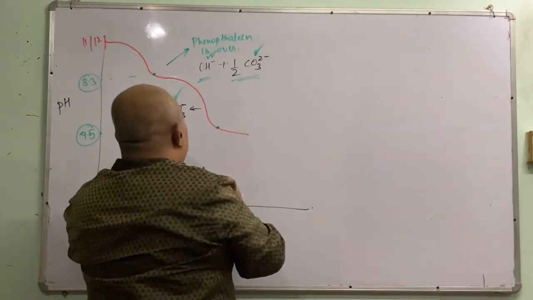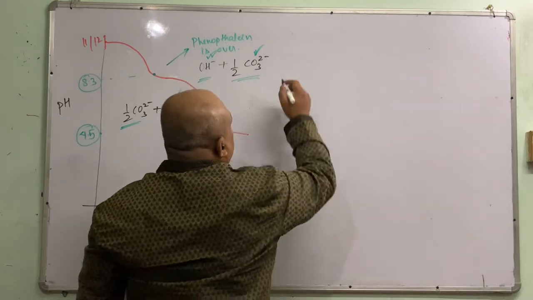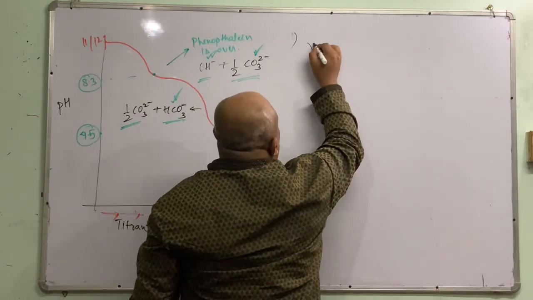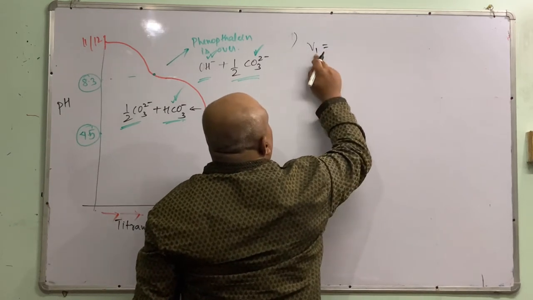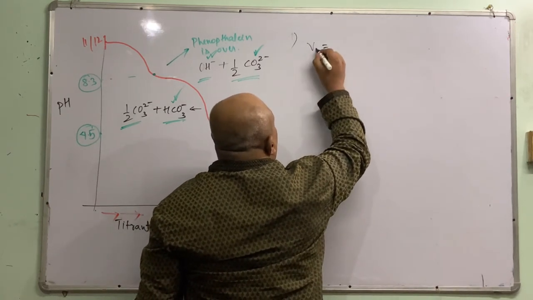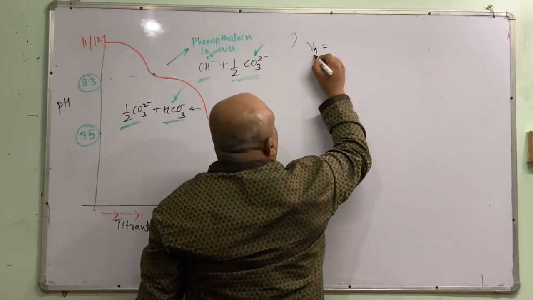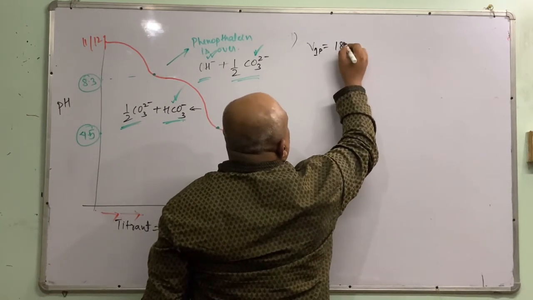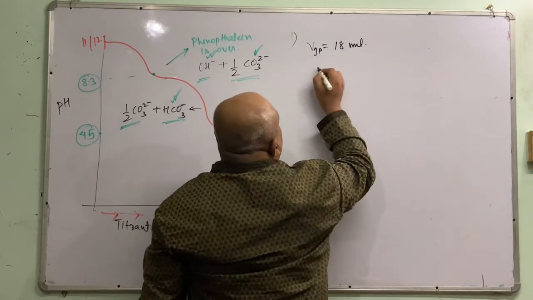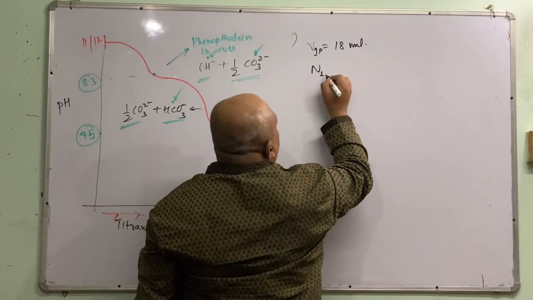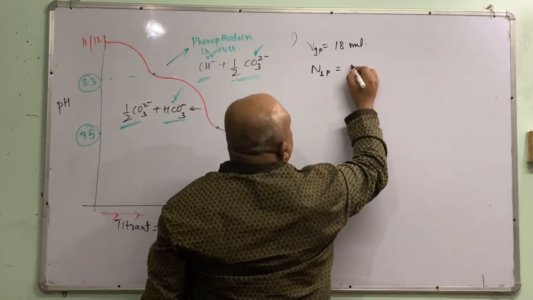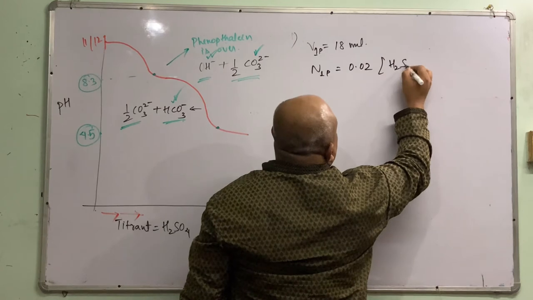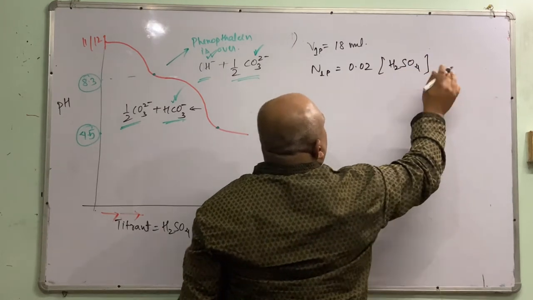From the experimental point of view, let's say number one, your V1, the titrant V1 for phenolphthalein is, let's say, 18 ml consumed, and the strength N1 for phenolphthalein is 0.02. This is sulfuric acid. You can use whatever you want. I'm just giving one example.